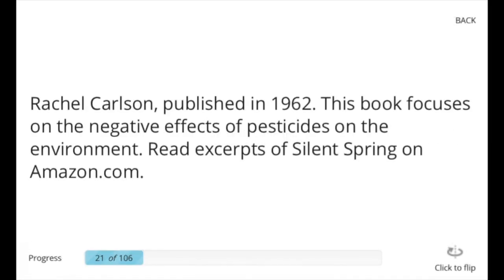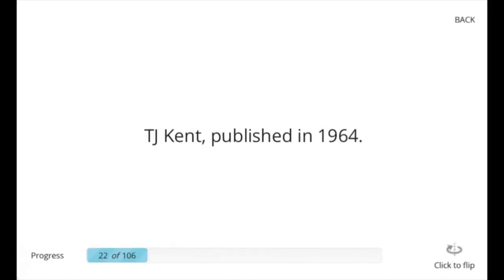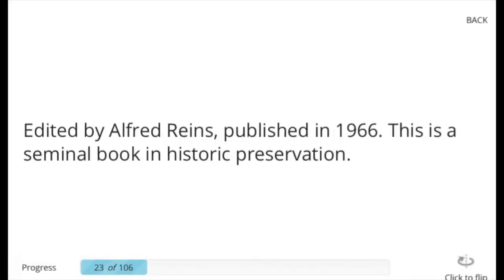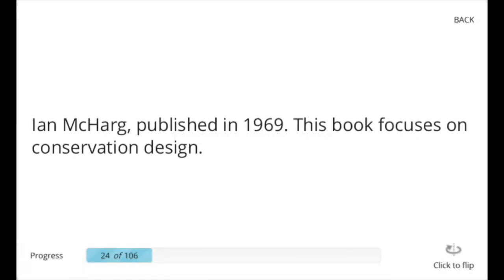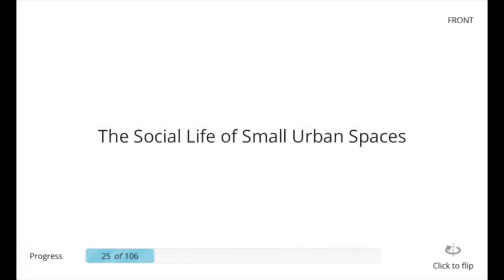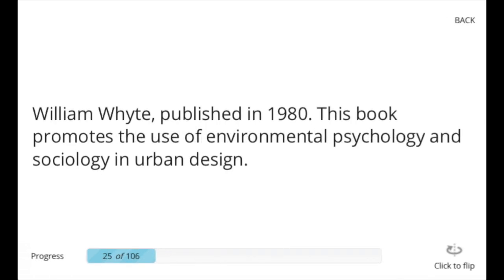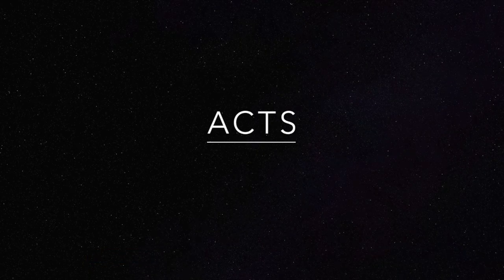Silent Spring, Rachel Carson, 1962, focusing on the negative effects of pesticides on the environment. The Urban General Plan, T.J. Kent, 1964. With Heritage So Rich, edited by Albert Rains in 1966. Historic preservation. Design with Nature, Ian McHarg, published in 1969, focusing on conservation design. The Social Life of Small Urban Spaces, William Whyte, 1980, a book that promotes the use of environmental psychology and sociology in urban design. And now on to Acts and Ordinances.